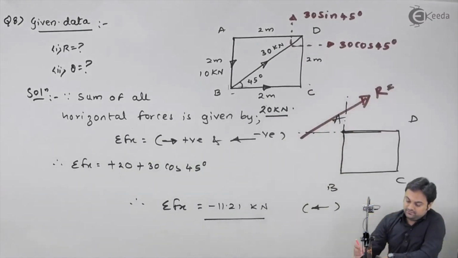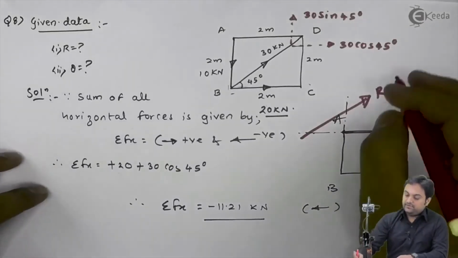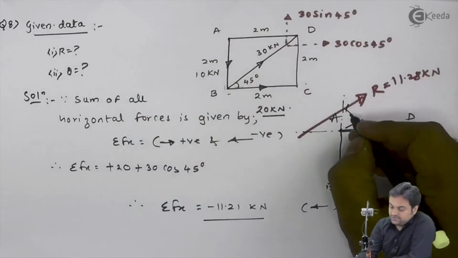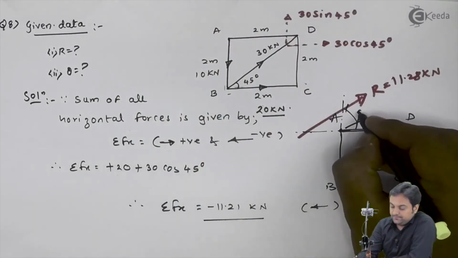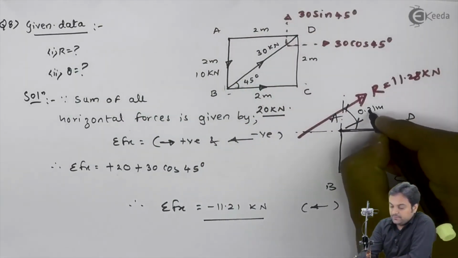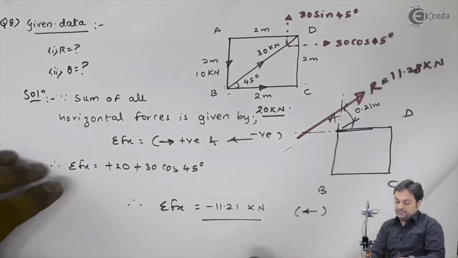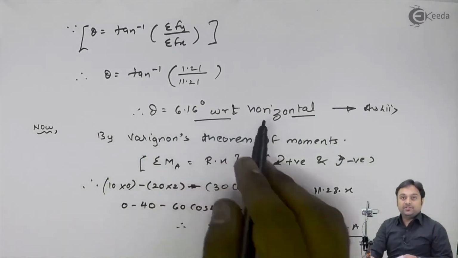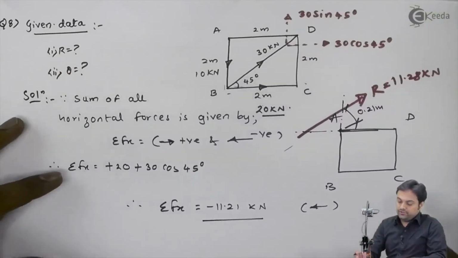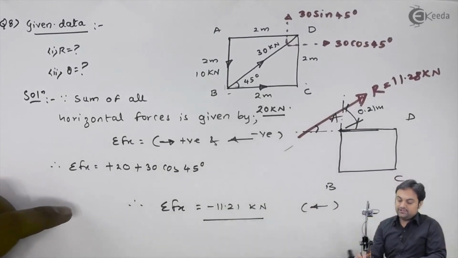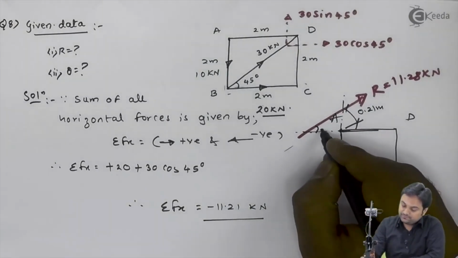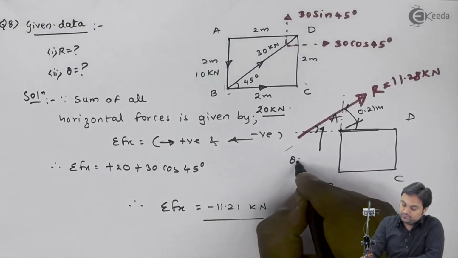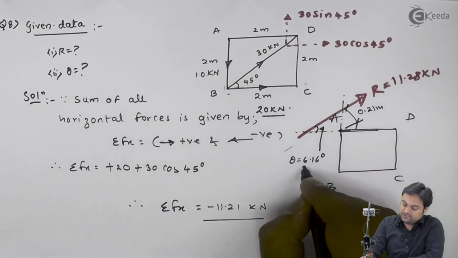Capital R is equal to 11.28 kilonewton. The distance of resultant with respect to point A is 0.21 meter, and the inclination of resultant, we have found out, was 6.16 degree with respect to horizontal. So here I have inclination theta equal to 6.16 degree with respect to horizontal.